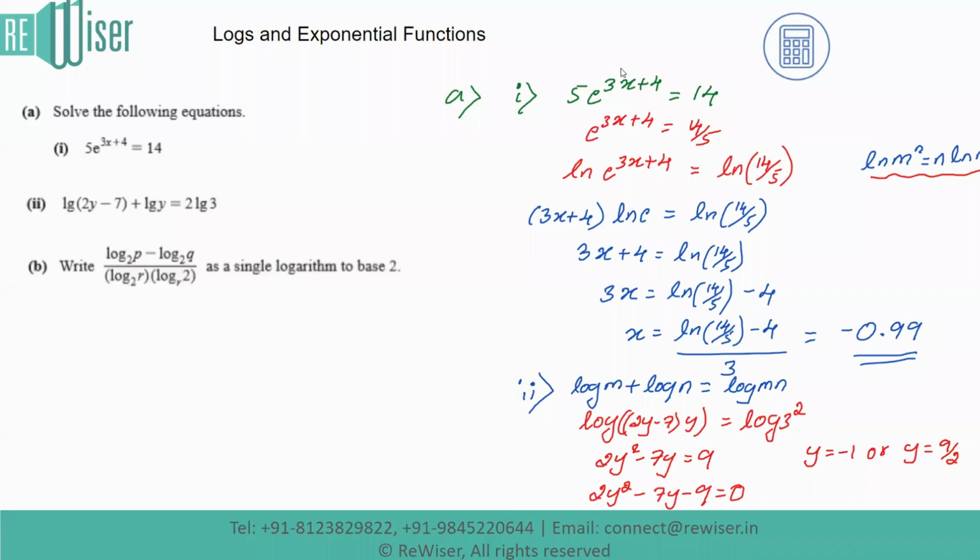Here the value of y cannot be negative 1, because if y is negative 1, we would have log of negative 1, and log of negative 1 does not exist. So y cannot be negative 1. That's why the final answer for part 2 has to be just 9 by 2, which is nothing but 4.5. And that is the right answer for part 2.